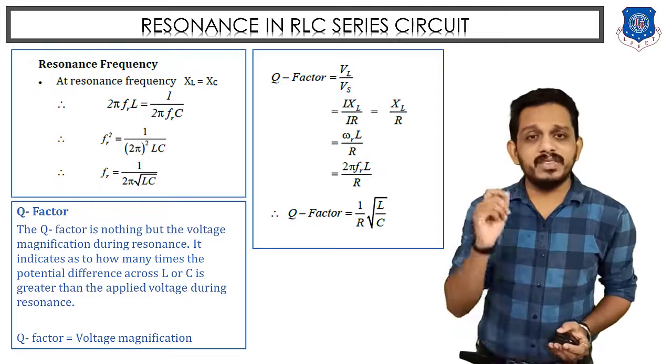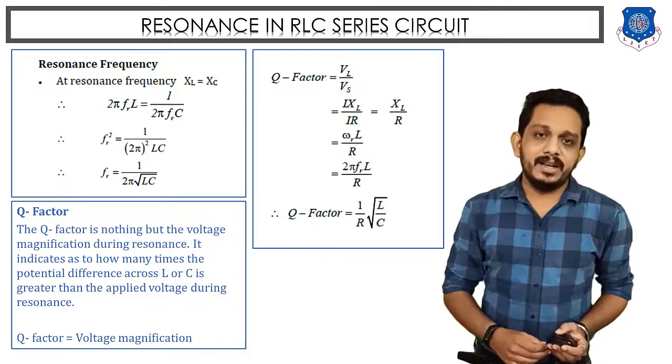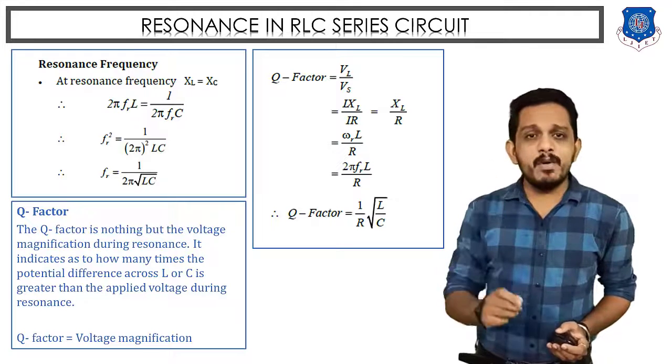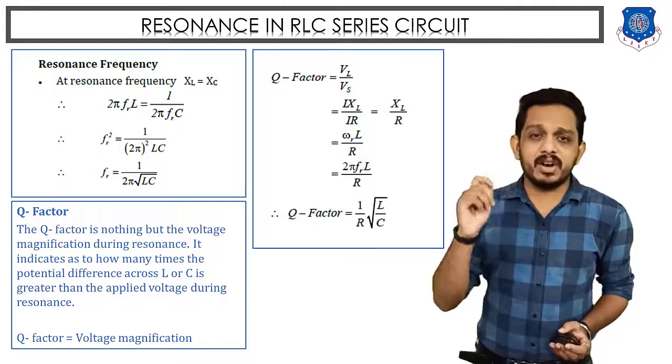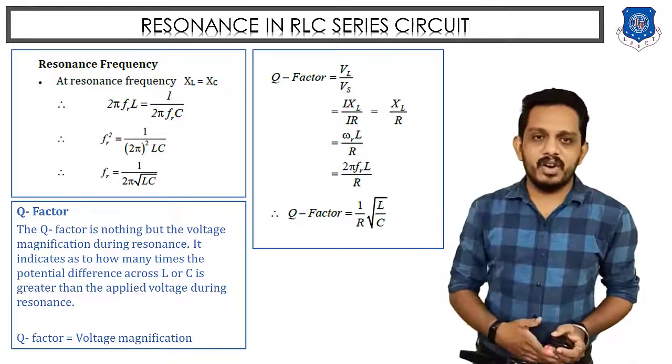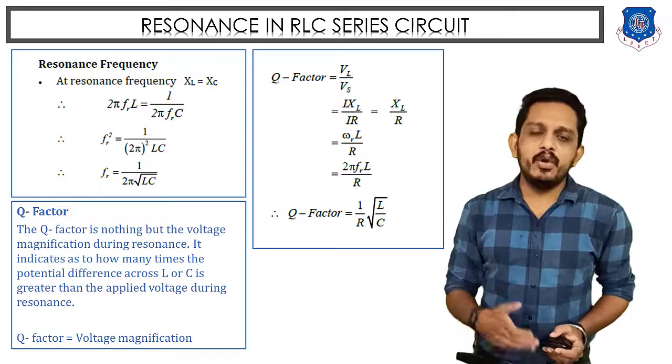From this equation you can find the value of the voltage magnification, meaning at the time of resonance how much the voltage across the inductor or capacitor is increased compared to the supply voltage. So this was all about the Q factor.